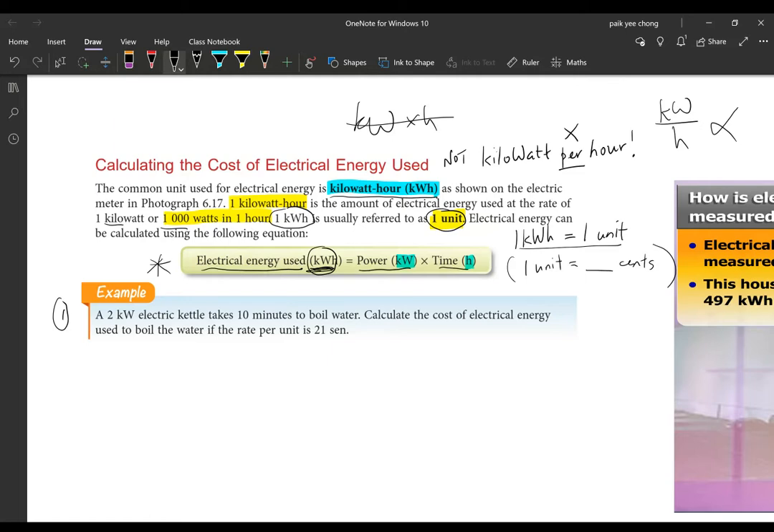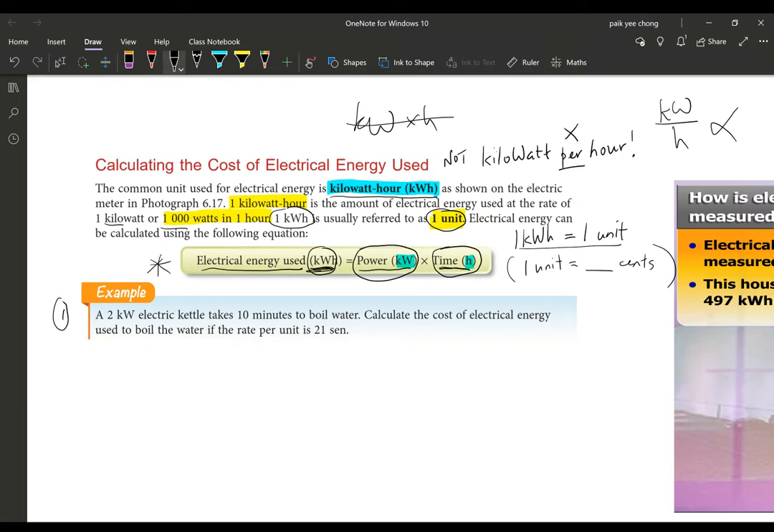And also you need to know the time. How much time was the appliance switched on? So of course, it makes sense. The longer you switch on the aircon, of course, the more energy is used and you have to pay a higher bill at the end of the month. Same thing, if power increases, for example, you buy a very powerful aircon, let's say 2000 watts or 2 kilowatts, you will definitely have to pay more for electricity compared to a 1 kilowatt aircon. So the cost of electricity that you have to pay for the bill is dependent on power and also time.